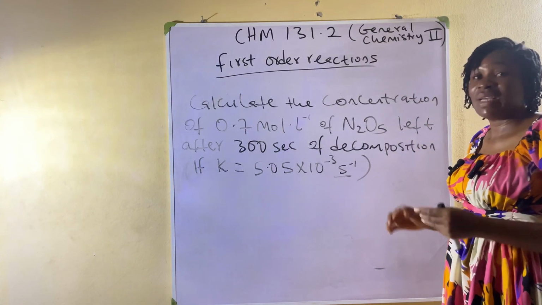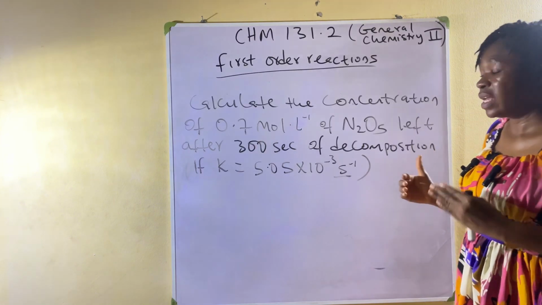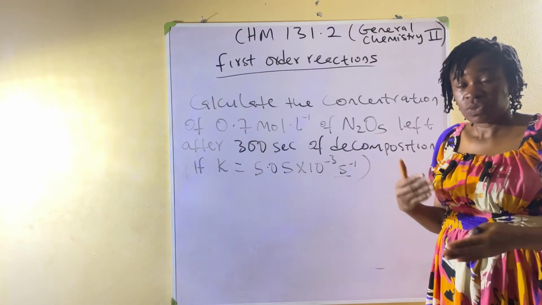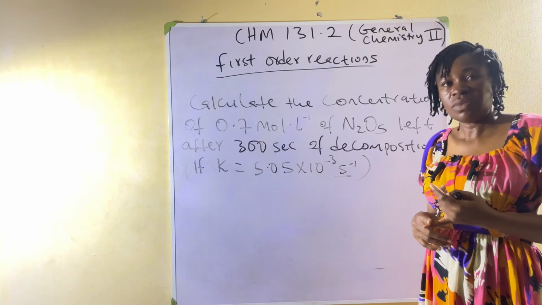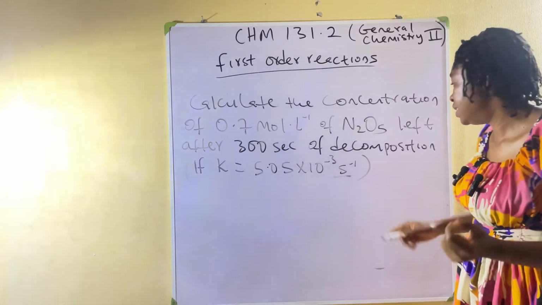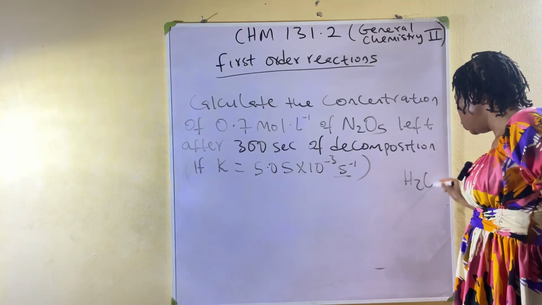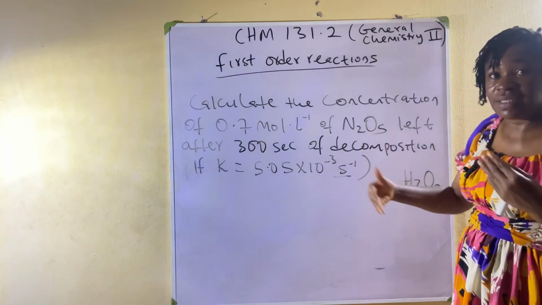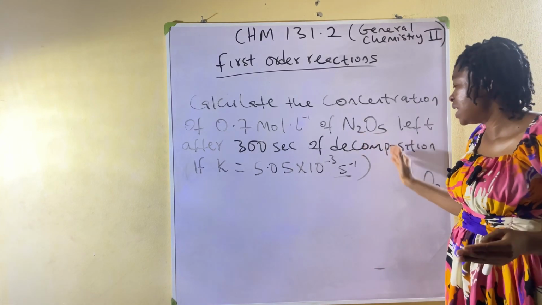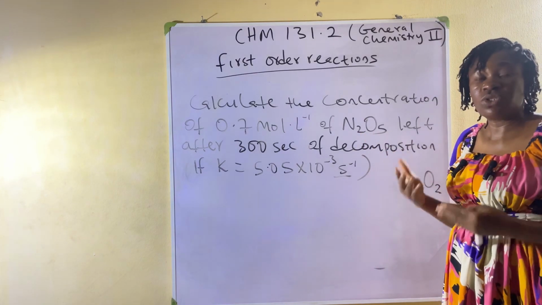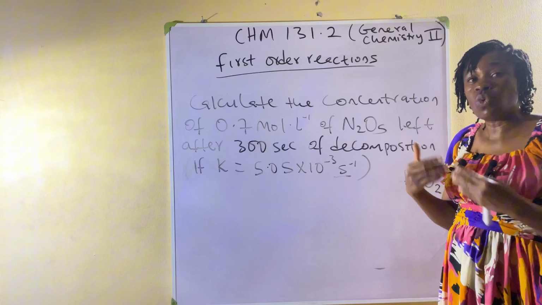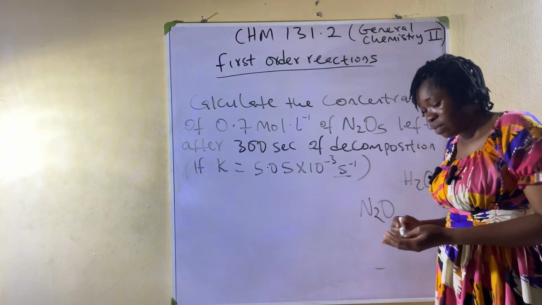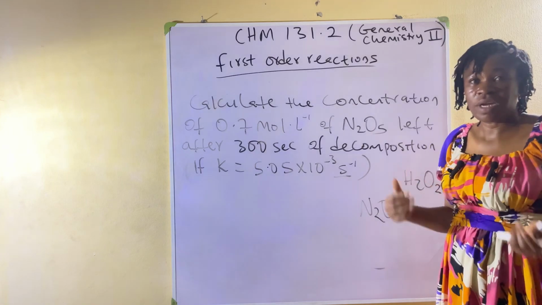So I want to say that some examples of first order reactions include radioactive decay processes, decomposition of hydrogen peroxide, H2O2, decomposition of nitrogen pentoxide in the gas phase, and gas phase decomposition of dinitrogen monoxide, N2O. They are all examples of first order reactions.